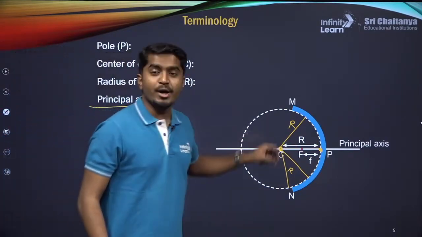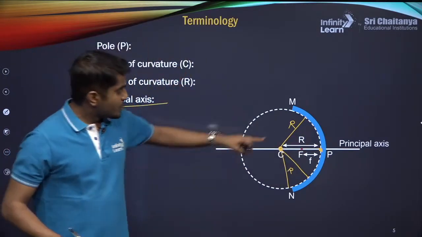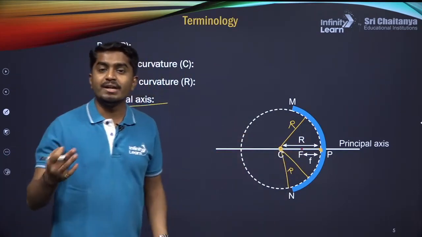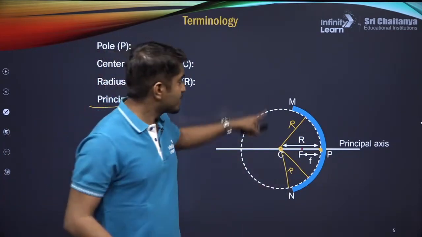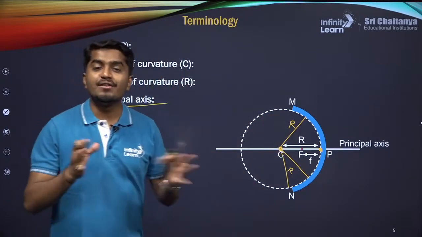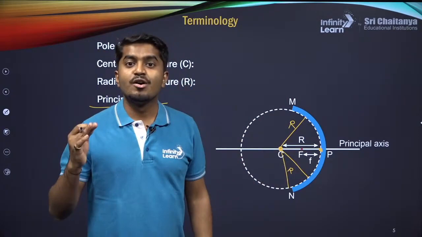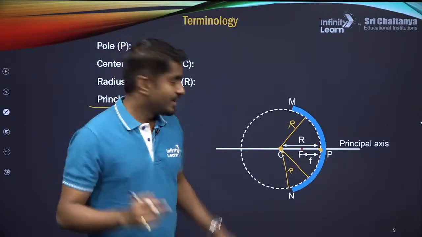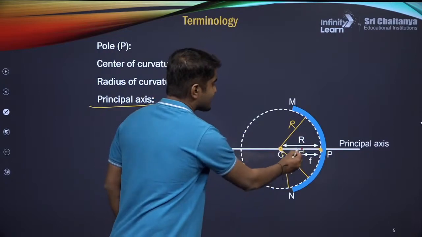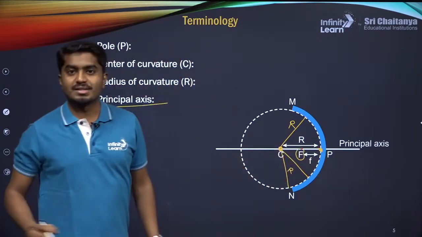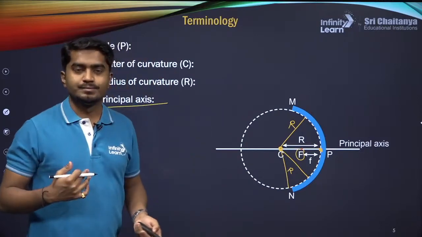And there is one more point here, this point F. Do you know what this point is? This is the point where all the rays either converge, if it is a concave mirror, or diverge from. So this point is called the focus. If this point is on the principal axis, it is called the principal focus. Clear? So these are the different names you should know.